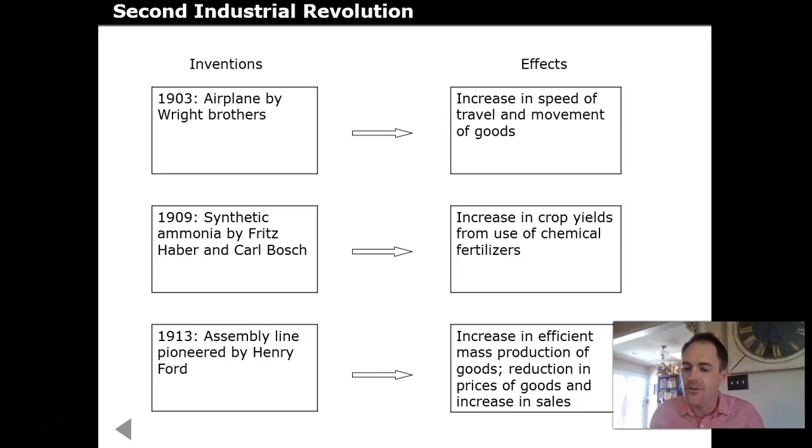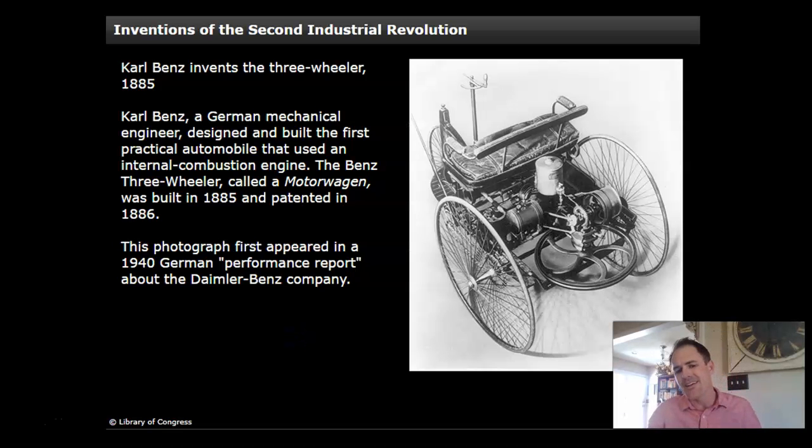The use of fertilizers are going to dramatically increase crop yields, which is going to help feed this growing population. In 1913, Henry Ford, creator or founder of the Ford Motor Company, pioneers the assembly line. I'll show you a picture of that in a minute. That is going to increase the efficiency of the mass production of goods, reducing the prices, making them cheaper, and leading to an increase in sales. Also, not in that slide, but the invention of the internal combustion engine helps fuel both the creation of the auto industry and then the airplane industry.